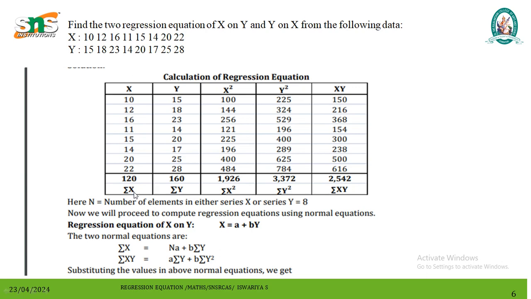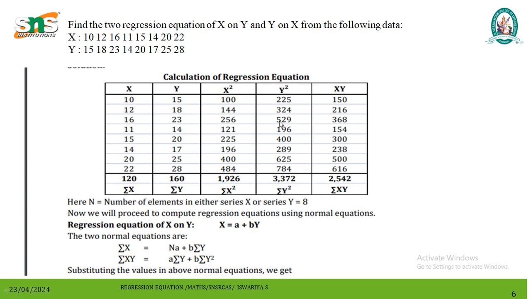That is, summation x is equal to 120. And next, we have to find the value of summation y. That is, we have to add all the values of y to get an answer of summation y is equal to 160. And the next one is x square. By adding all the values of x square, I get an answer of 192, which is summation x square.